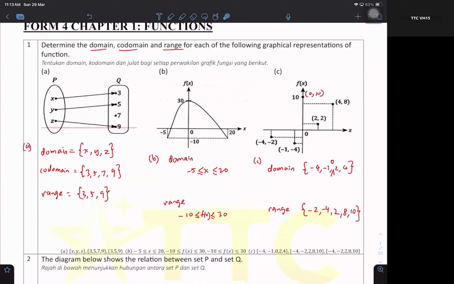Right. So you see, this is what we did in question one. If you look at the y of the graph, the y is between -10 and 30. So you say f(x) is between -10 and 30, right?